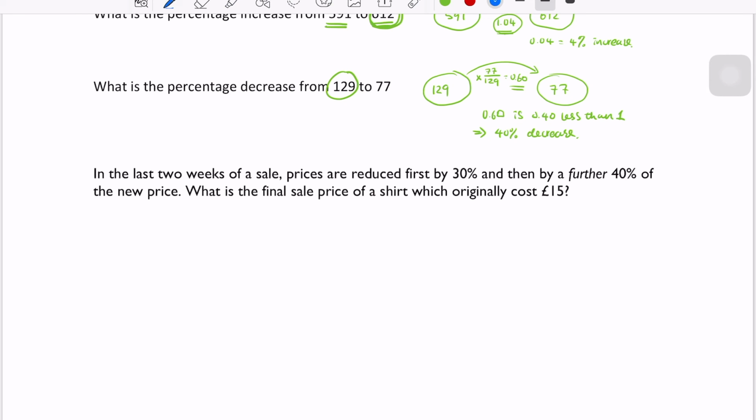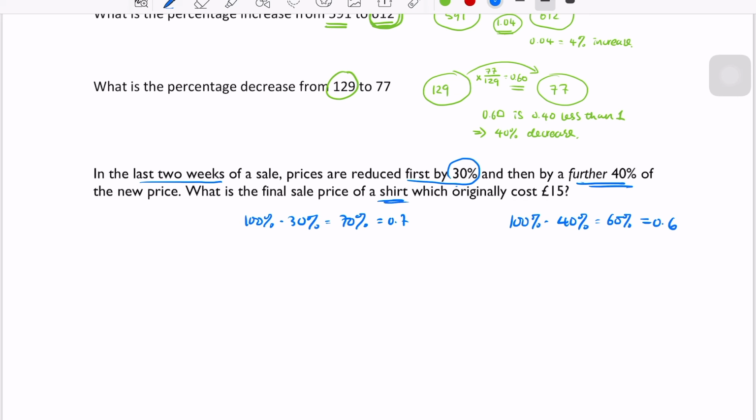Now let's look at this final question. You always use bubble diagram. So the question says, in the last 2 weeks of sale, prices are reduced first by 30%. Okay, so first is 100%, take away 30%. That means it's 70%, which is 0.7. Then it's reduced by 40%. That means it's then 60%, which is 0.6.